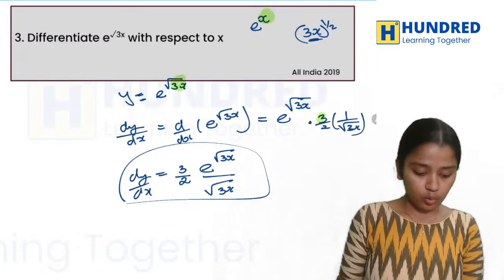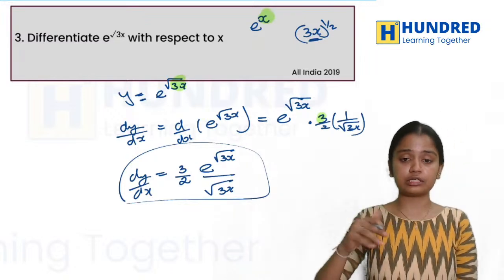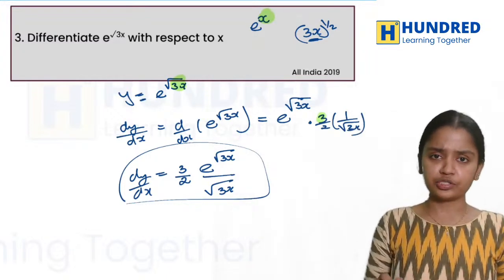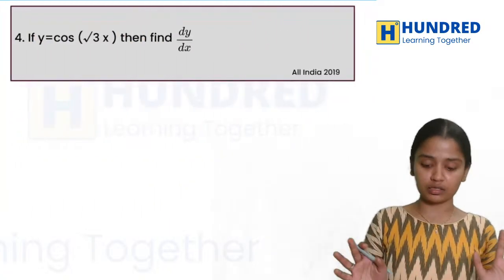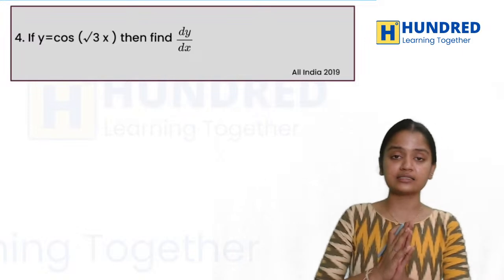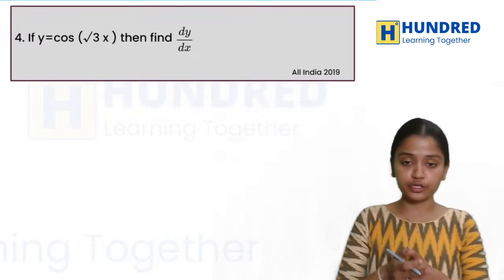Okay. Now what happens next? So this is my differentiation answer. This question is hardly asked for 1 mark or 2 marks, not more than that. Now the next question, this is asked in All India 2019. So now you have to differentiate it.